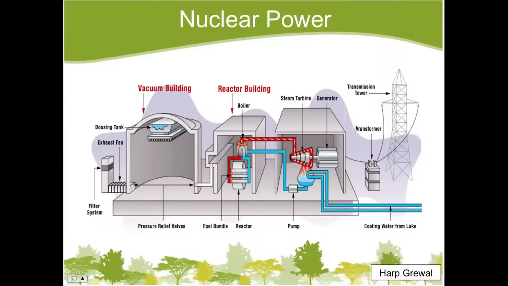So here is a breakdown of a cross-section of a nuclear power plant. Here's the reactor building where the reactor is located. I'll talk more about this in just a second. Basically, we have a reactor that's creating heat that goes through here. I'll just show it in the next slide.